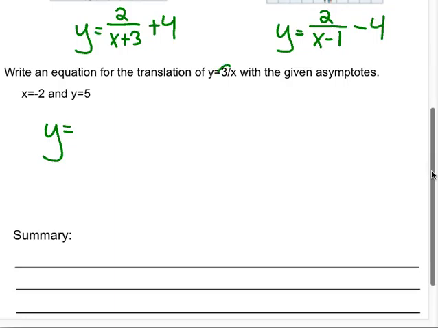So here, they're giving me A, and if x is shifting to the left 2, that means I need a plus 2, and up 5, that's how I would write the equation. So, do make sure you have that skill as well, being able to write the equation based on the asymptotes and the A value.